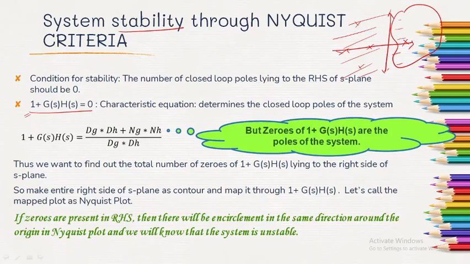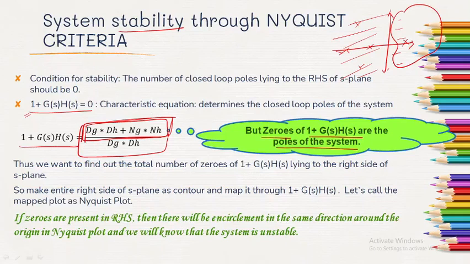Now we have seen that 1 plus GSHS, it is dg into dh plus ng into nh divided by dg into dh. Okay, this we know, but we also know that ये जो आपका है zeros of 1 plus GSHS, इसके जो zeros हैं they are actually the poles of the transfer function, which we had seen in the second main concept while discussing today only. तो हमने जो सेकेंड कॉन्सेप्ट पढ़ा था वहाँ पे हम देखे थे कि जो ज़ीरोज़ हैं 1 प्लस GSHS के वही पोल्स हैं सिस्टम के.